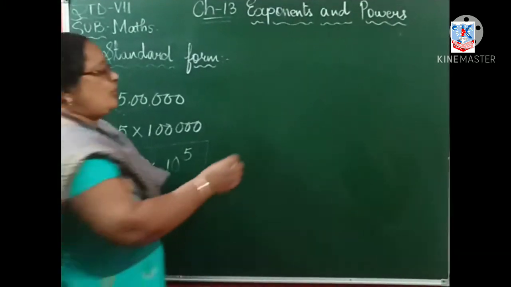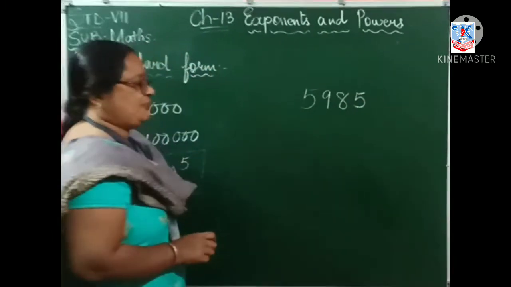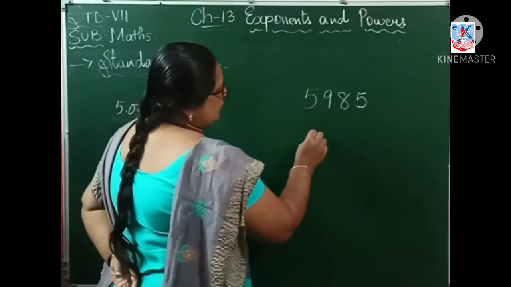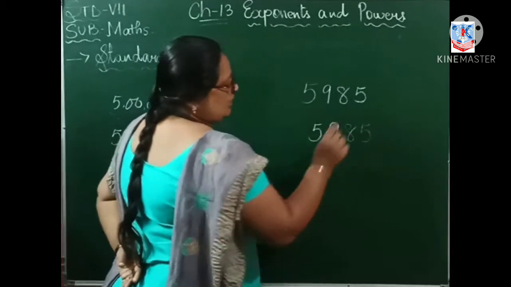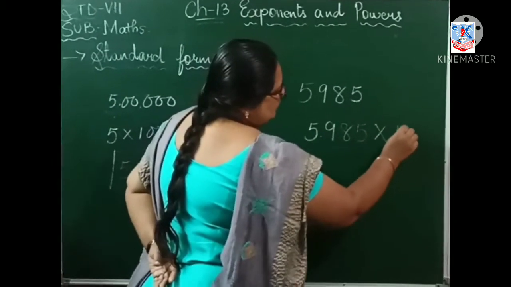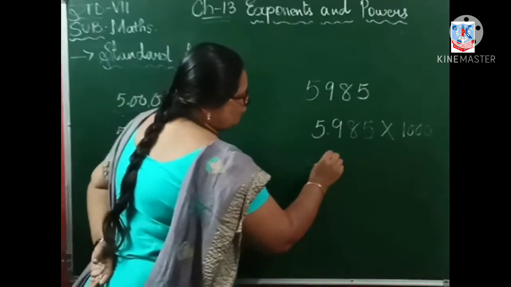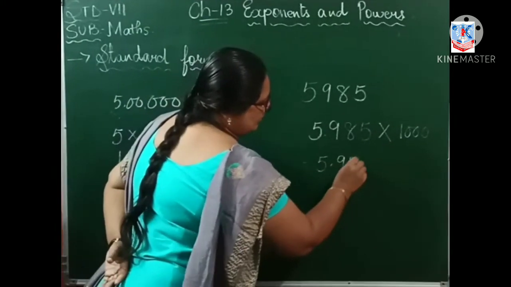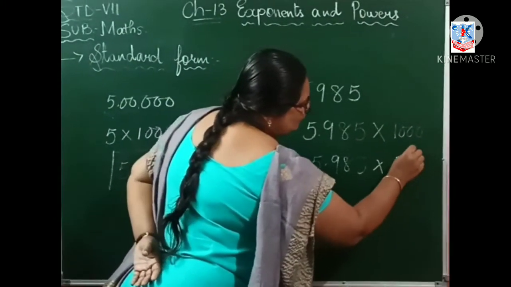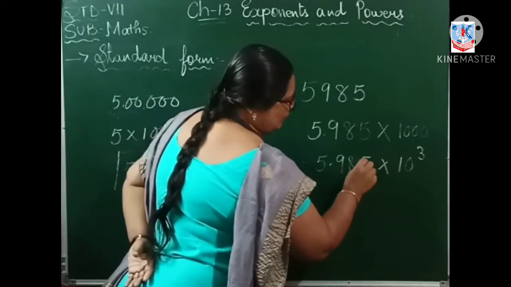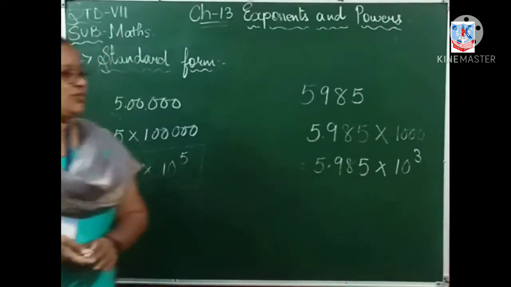Our next example is 5,985. How will you write this in standard form? We will put a decimal point after 5, so 5.985 into 1000. Understood? Now how do we write it? 5.985 into, count the zeros, 1, 2, 3, 10 raised to 3. This is the standard form of 5985. Understood?